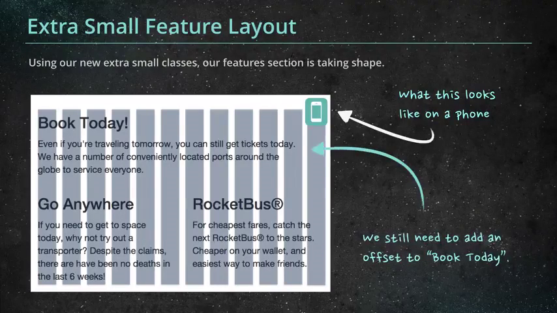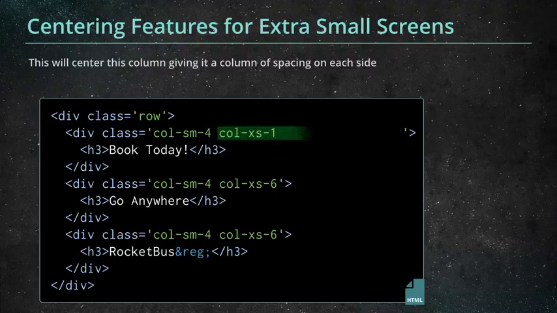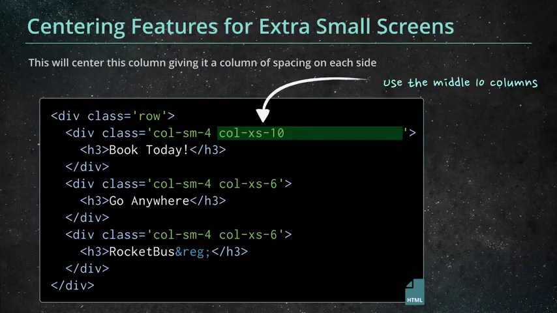We could still improve this a little bit more. What we really want to do is for people to read the Book Today part, so let's make that stand out a little bit more on extra small devices. How can we do that? Well, we don't want Book Today to take up all 12 columns in extra small mode. Instead, we really want it to take up just the middle 10 columns.